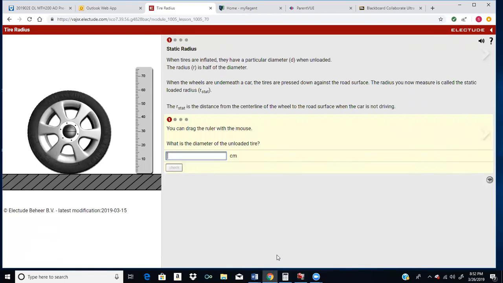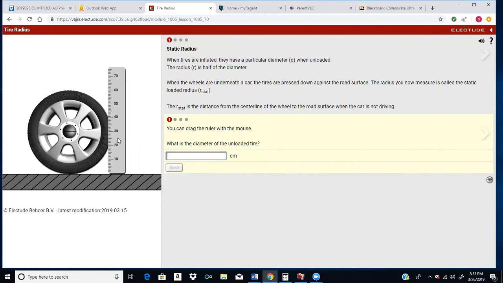When the wheels are underneath a car, the tires are pressed down against the road surface. So the radius you now measure is called the static loaded radius. The static loaded radius is the distance from the center line of the wheel to the road surface when the car is not driving. Here we have a ruler and a tire. It says you can drag the ruler with the mouse, so we can actually move the ruler. We've done measurements in another chapter. Here it starts from 0 and goes all the way up to like 75.